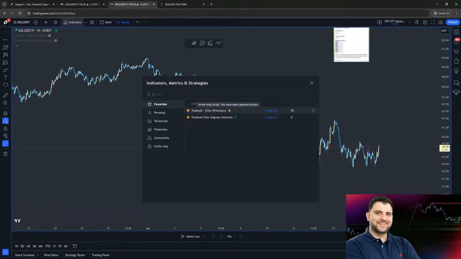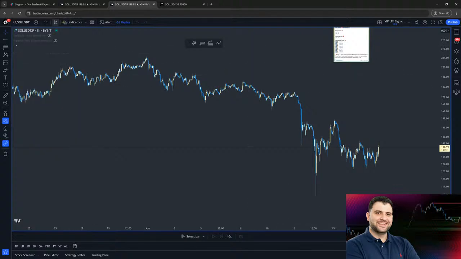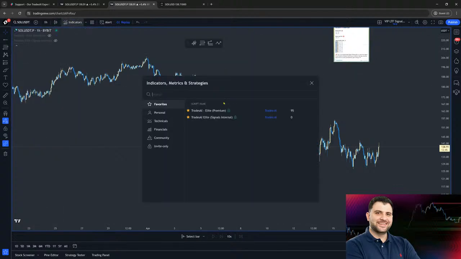If for any reason you've not been granted access, it says red lock, for example, you can try to log out from TradingView from here, I think. Yeah, sign out and then log in again and then come here and refresh and then try to again look for the indicator. If it's still red, not green, then please contact support at TradesAI for help. But usually it takes 24 hours to activate your indicator from the time you buy it.